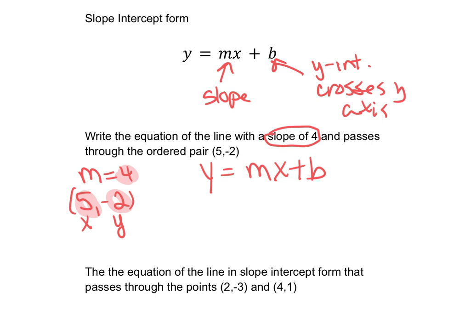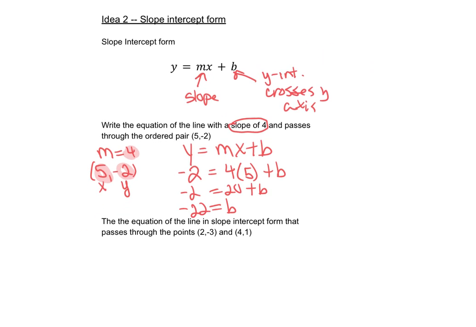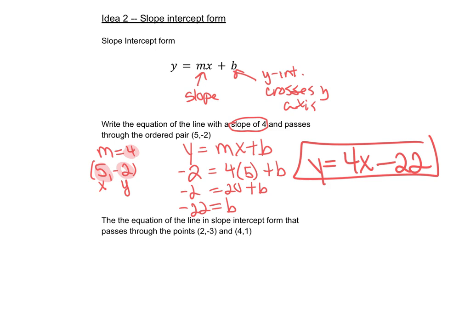Instead of y, we put in negative 2. Instead of m, we put 4. Instead of x, we put 5, plus b. Negative 2 equals 20 plus b. We subtract 20 from both sides, and we get negative 22 as b. So our equation in slope-intercept form, with a slope of 4 and an ordered pair of (5, negative 2), is y equals 4x minus 22.